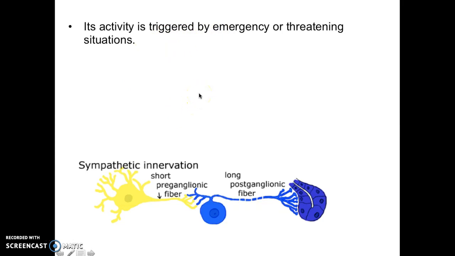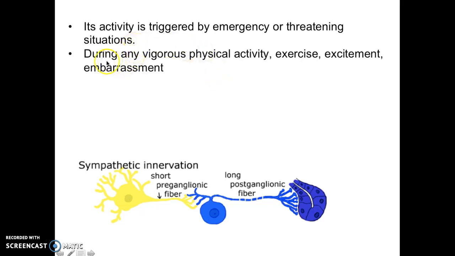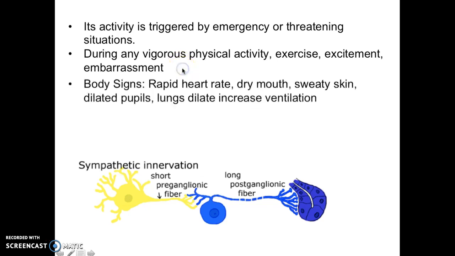So exercising is a way that you can produce the norepinephrine and get the same kind of effects. So just like I said, during any vigorous physical activity, exercise, excitement, or when you're embarrassed. When you're nervous is another example. Anything that would cause your heart rate to increase is putting you into the sympathetic system.